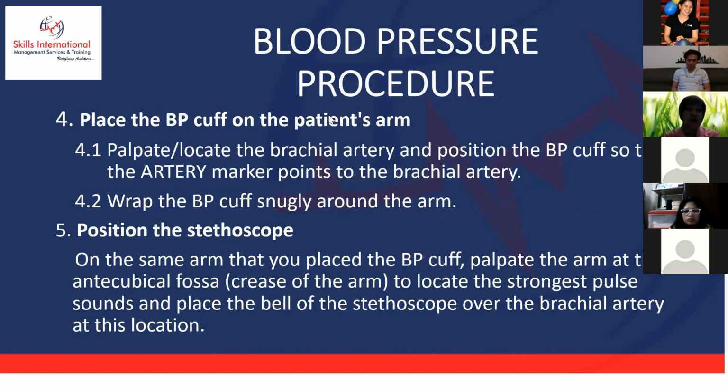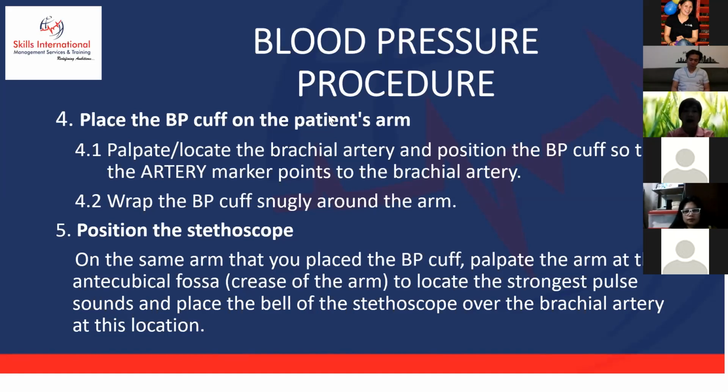Number four, procedure: place the blood pressure cuff on the patient's arm. Once you have put the cuff on the patient's arm, you have to palpate now. Locate the brachial artery and position the BP cuff so that the artery marker points to the brachial artery. Wrap the BP cuff snugly around the arm. As we said, the brachial artery is used for taking the blood pressure.